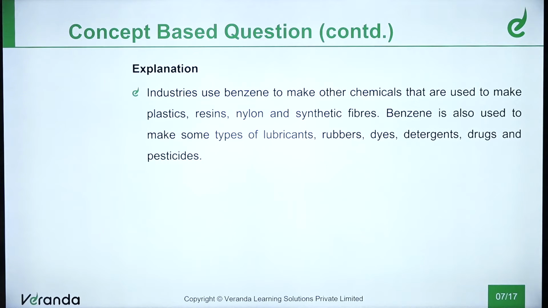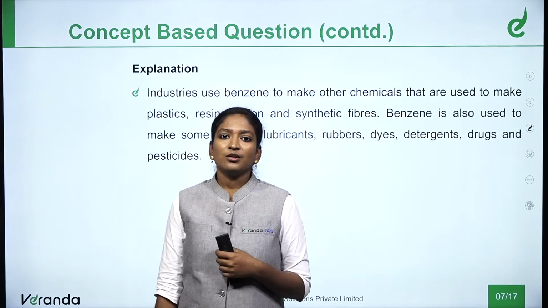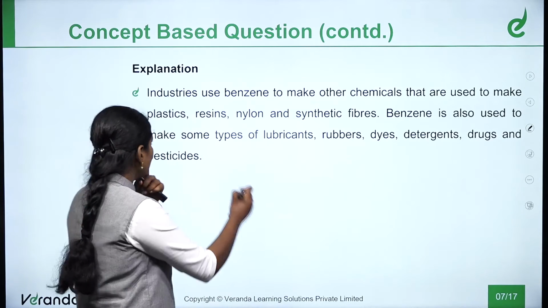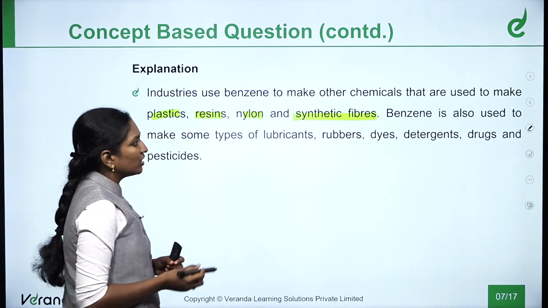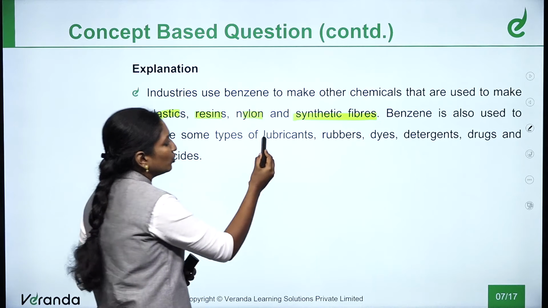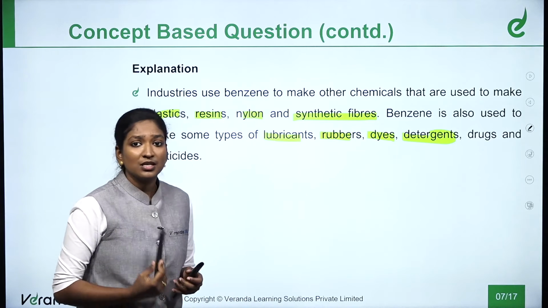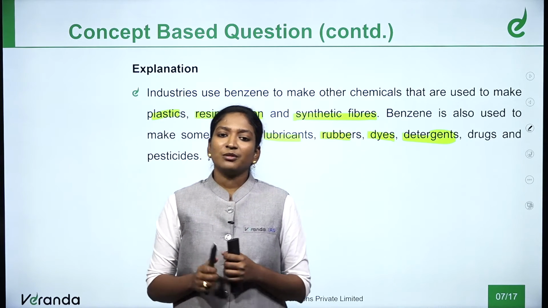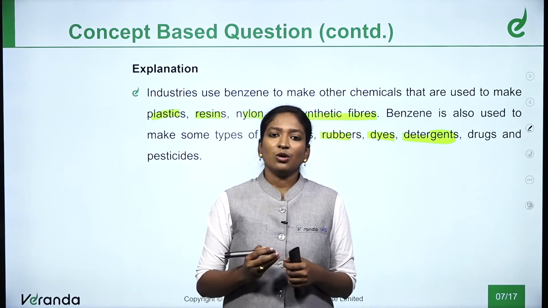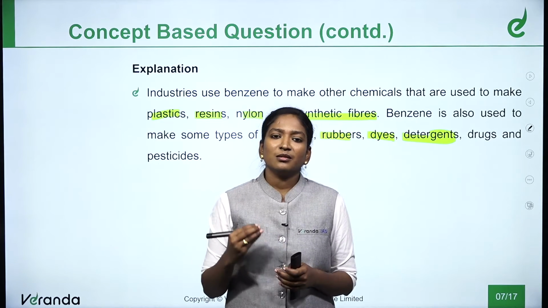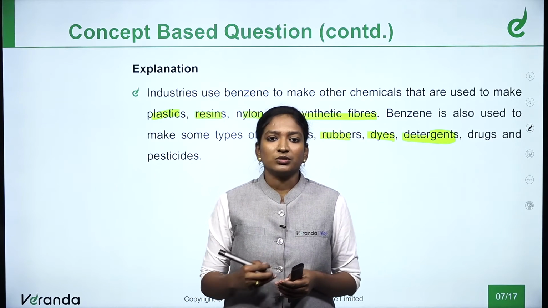Now let's see the explanation for this question. Industries use benzene to make other chemicals, plastics, resins and nylons, and synthetic fibers can also be made from benzene. It is also used to make some types of lubricants, rubbers, dyes and detergents. Moreover, it is used for drugs and pesticides. To avoid benzene, we need to avoid tobacco smoke, which is the main reason for benzene pollution. These are the basic facts we need to know about benzene pollution.